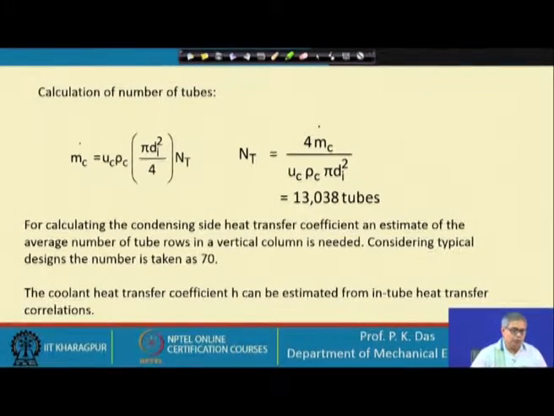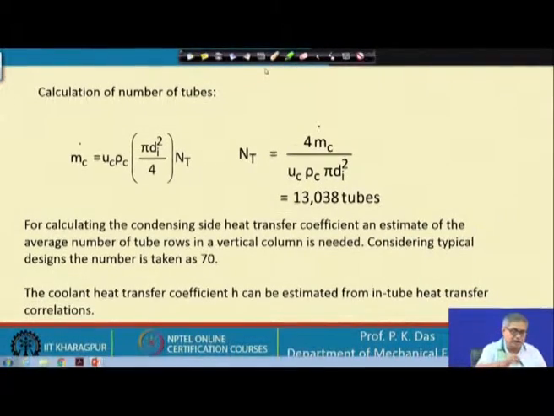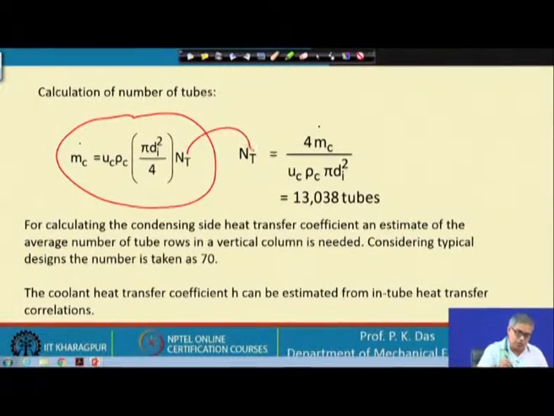Once we have got the coolant flow rate, this equation will give us the number of tubes. So basically the number of tubes we can calculate like this. For calculating the condensing side heat transfer coefficient, an estimate of the average number of tube rows in a vertical column is needed. Now we have got the total number of tubes, which is quite high, around 13,000 tubes.